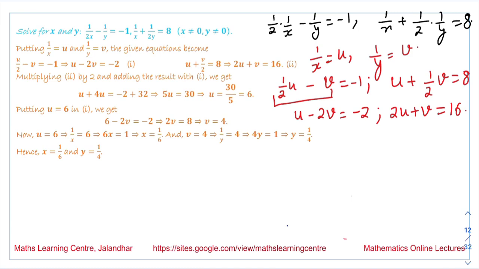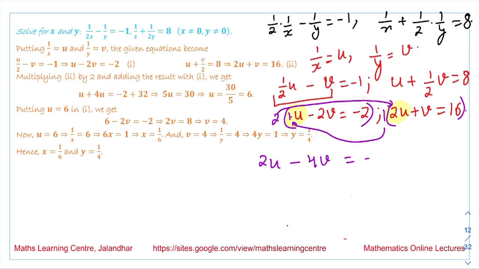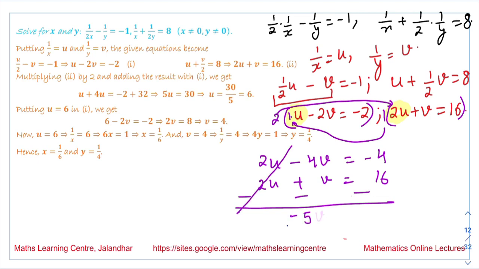Now look at the coefficients over here. The coefficient of u is 1 and the coefficient of u is 2. So we are going to multiply this equation with this coefficient and this equation with this coefficient 1 over here. So we get two equations: 2u minus 4v is equal to minus 4 and 2u plus v is equal to 16. We are going to subtract these equations. These two get cancelled. We are left with minus 5v is equal to minus 20. So the value of v we will get is 4.